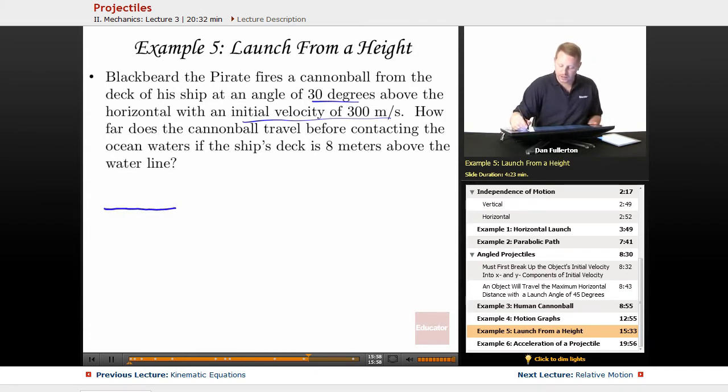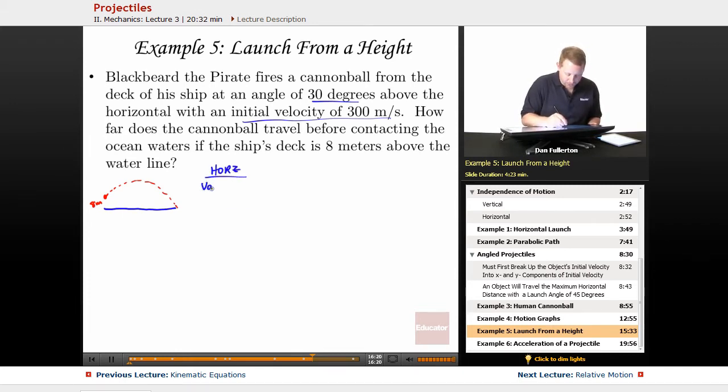we're launching our projectile from above the ground, and it's coming back to a different vertical position. We've got an 8-meter launch height. How do we deal with that? Same thing we've been doing. Let's take a look, and we can say horizontally what we're given.